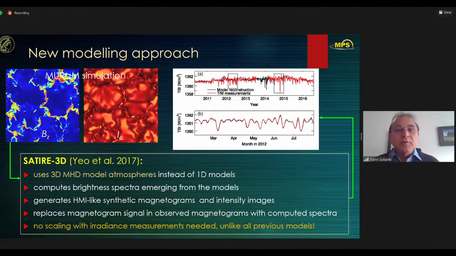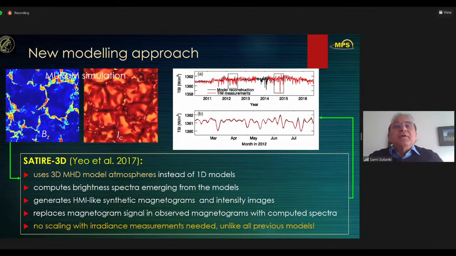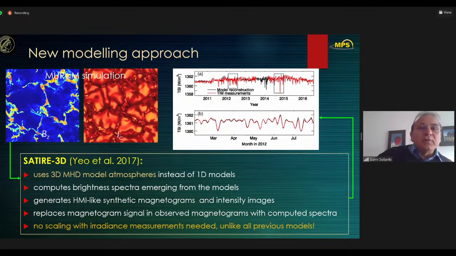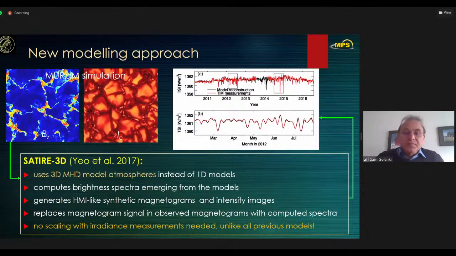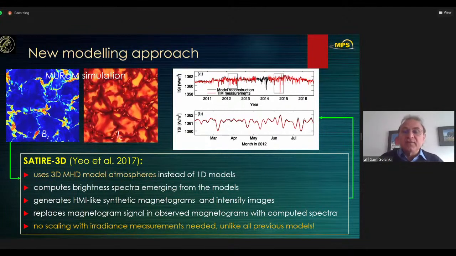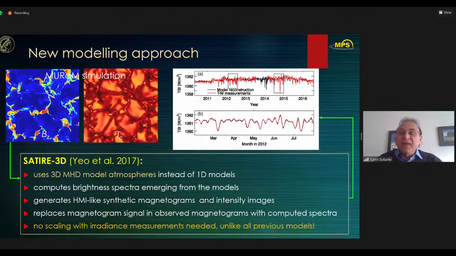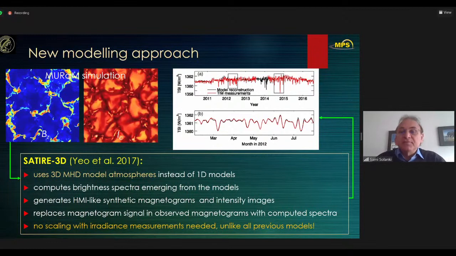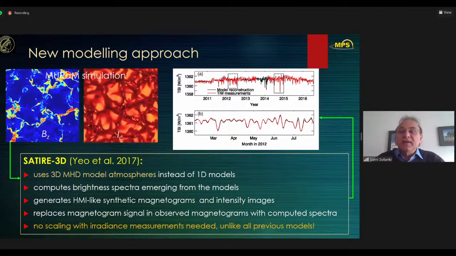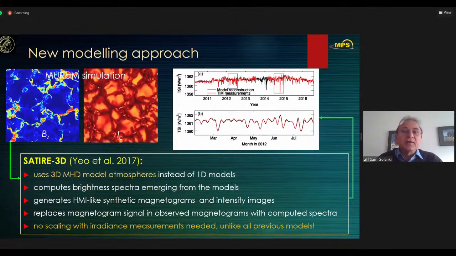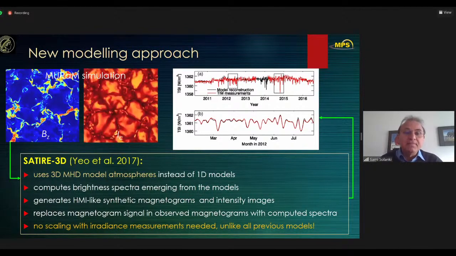And they do reasonably well, but there are a couple of free parameters in there. In particular, one has to scale the computed irradiance to make it agree with the measurements. So a couple of years back, we expanded on this, introducing what we call Satire 3D.